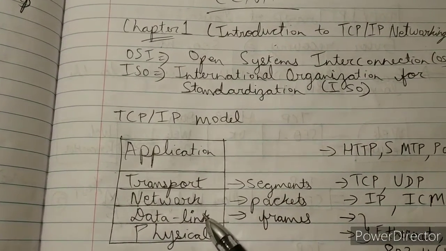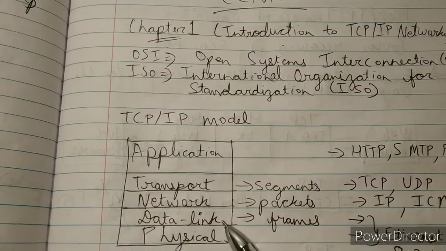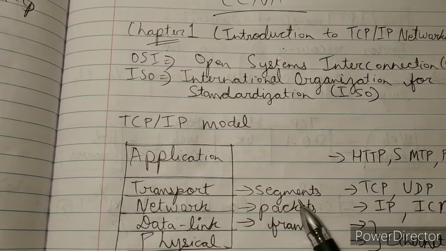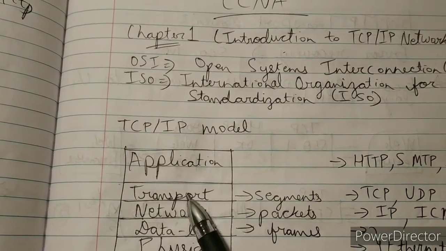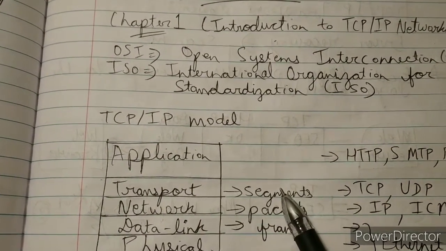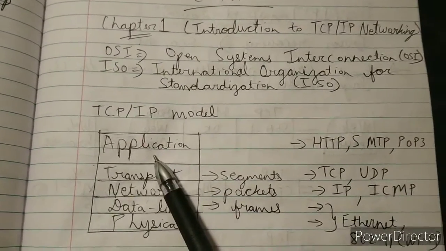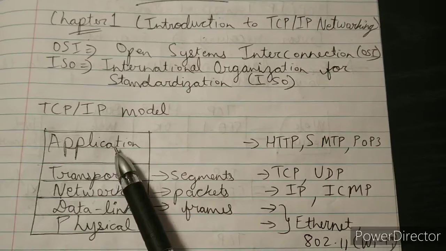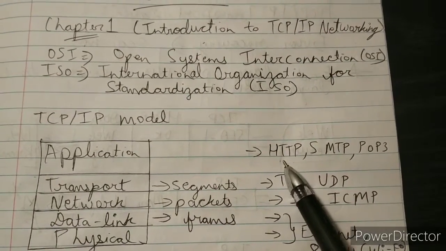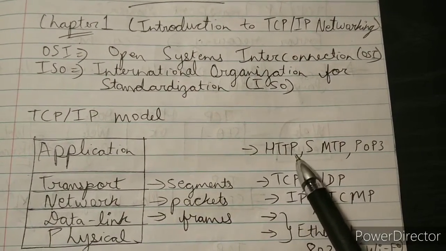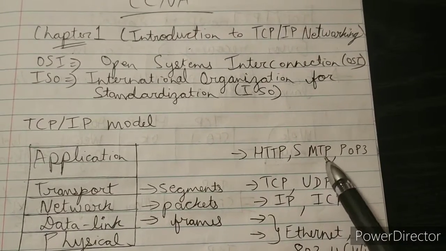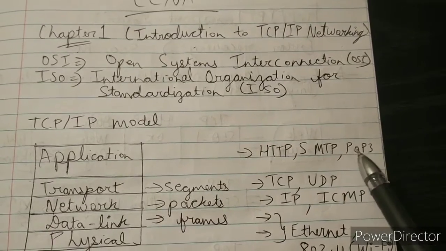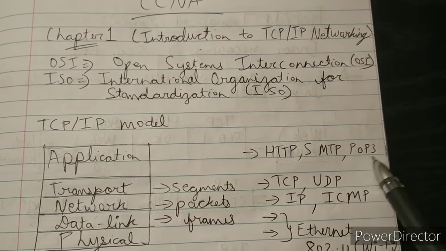When we talk about data link, we usually use the term frames. When we talk about the network layer, we use the term packets. And when we talk about the transport layer, we use the term segments. Examples of protocols which are included in the application layer include HTTP, which is the Hypertext Transfer Protocol, SMTP, which is Simple Mail Transfer Protocol, and POP3, which is Post Office Protocol 3.